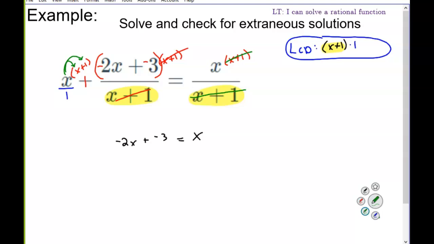So then we're going to distribute. I get an x squared plus 1x. Look, the denominators are gone. Now it turned into a regular old algebra problem that you guys have solved a ton of times.